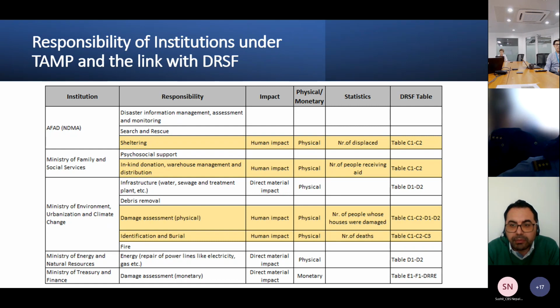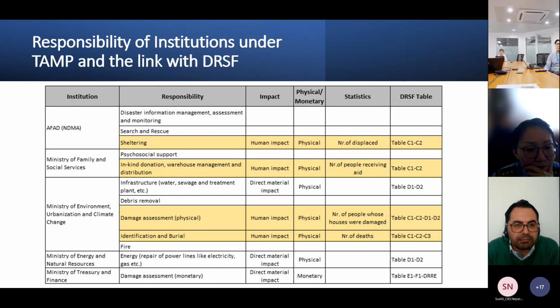So the number of displaced persons statistics at the DRSF tables C1 and C2, I believe, can be produced from this sheltering activity of AFAD, because AFAD enters these data in IDES, so these data can be extracted and converted into our disaster-related statistics.